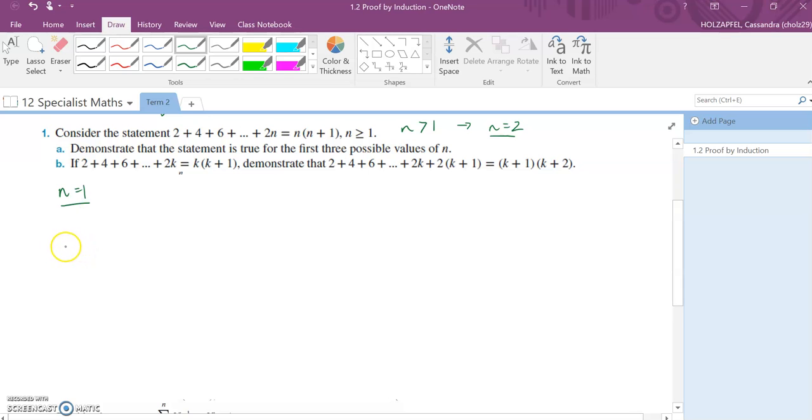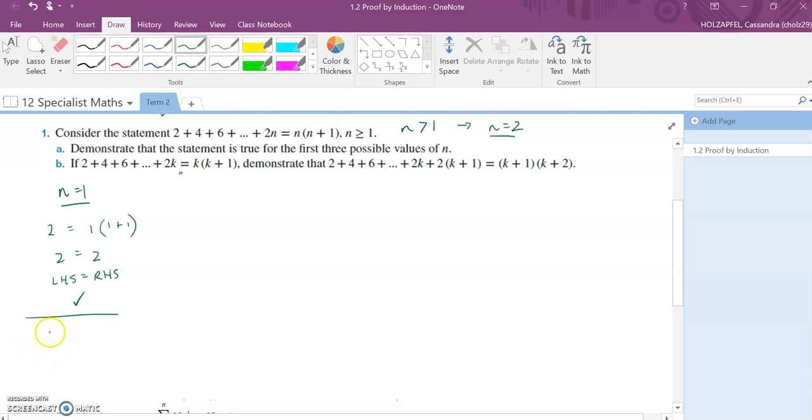So I'm just going to substitute my values in. Now for this one, what it's saying is I'm summing up every even number until I get to 2 times the number that I'm interested in. So basically for this first one, I'm only substituting in one value, n, which is 1. So I have 2 on my left-hand side. For my right-hand side, I'm going to substitute in those values. So n is equal to 1, times (1 plus 1). And we know that is going to be true because my left-hand side is equal to my right-hand side, and so therefore I've proven that the first case is true.